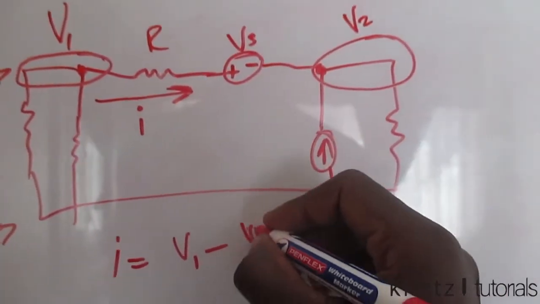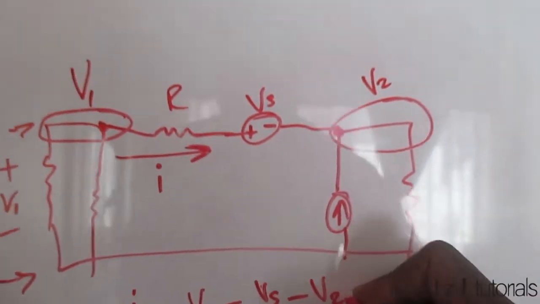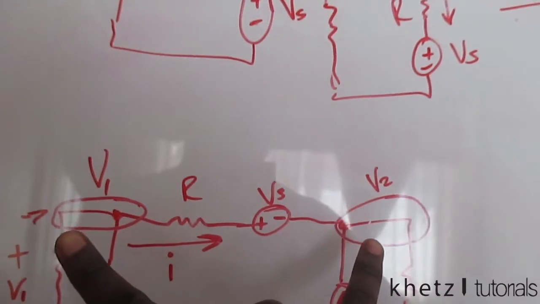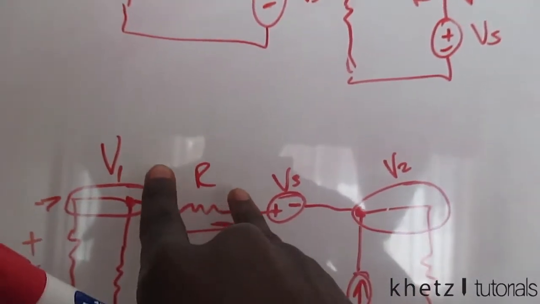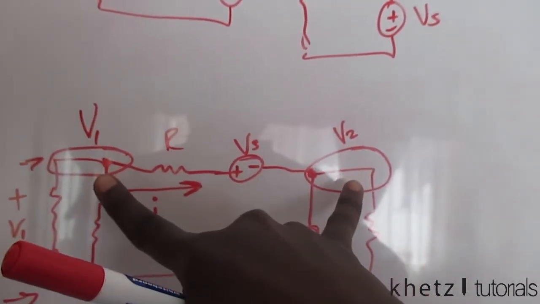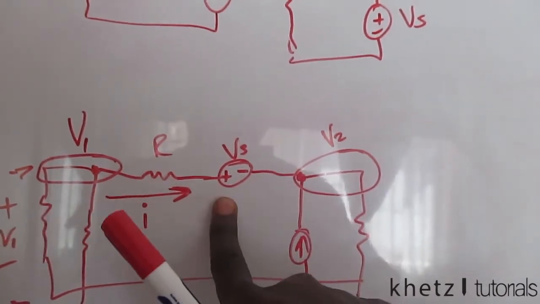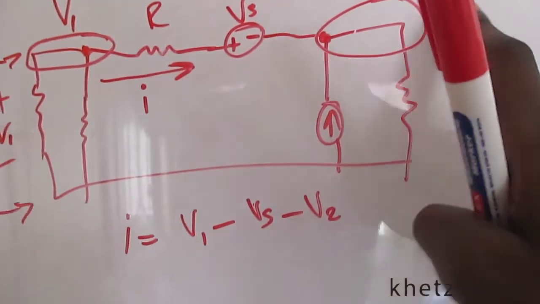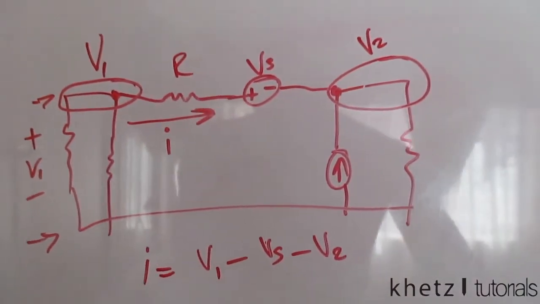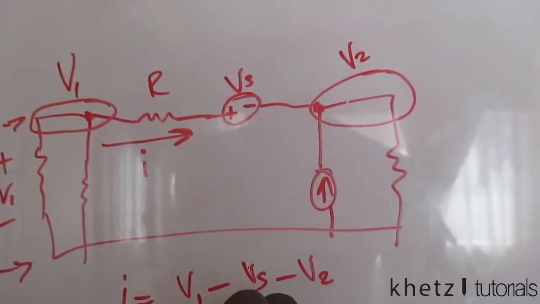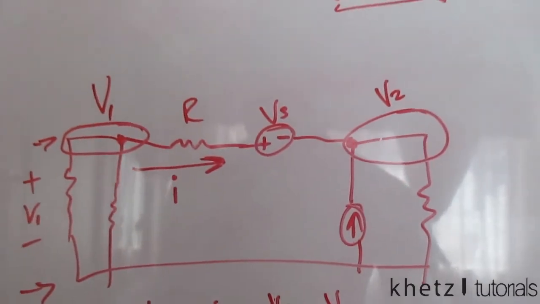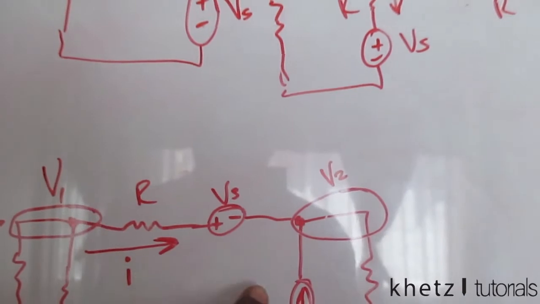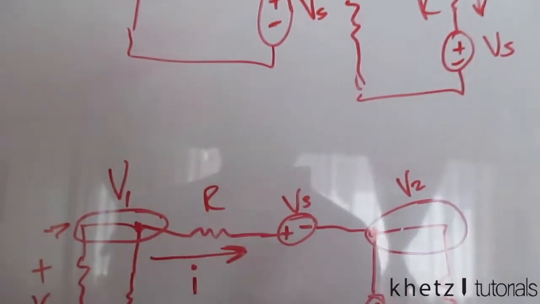So it's going to be negative Vs, and then finally negative V2 when we get to this point, because we're interested in the voltage across the resistor, which is the voltage across these 2 points, right? So you include the voltage source and you include the node which you stop at. So it's going to be V1 subtract Vs subtract V2 and then divided by R. That is your equation for this current which goes in that direction through the R, right?